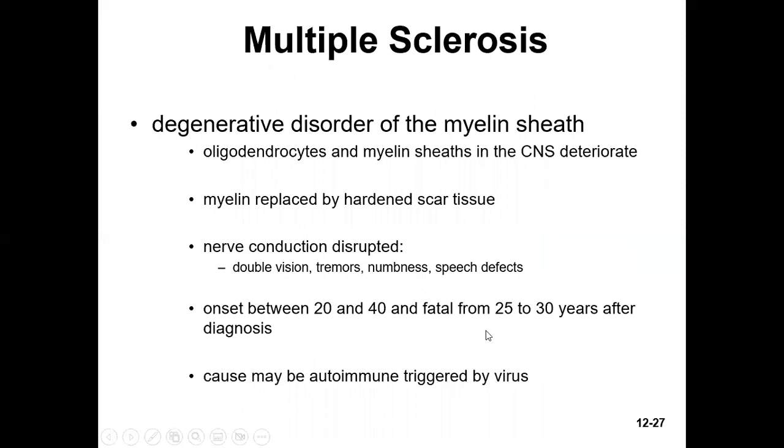So this will lead us into the conversation of multiple sclerosis. You've heard of MS. It's a degenerative disorder of the myelin sheath. The oligodendrocytes and myelin sheaths in the CNS begin to deteriorate. What happens is it's sclerosis. It gets replaced with that hardened scar tissue.